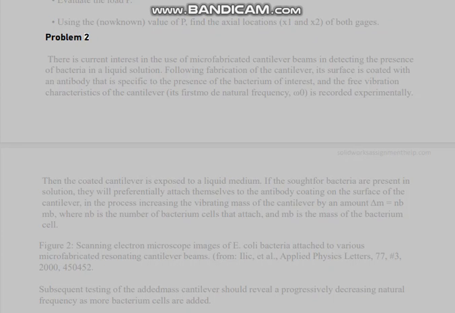Problem 2. There is current interest in the use of microfabricated cantilever beams in detecting the presence of bacteria in a liquid solution. Following fabrication of the cantilever, its surface is coated with an antibody that is specific to the presence of the bacterium of interest, and the free vibration characteristics of the cantilever, its first mode natural frequency, ω0, is recorded experimentally.